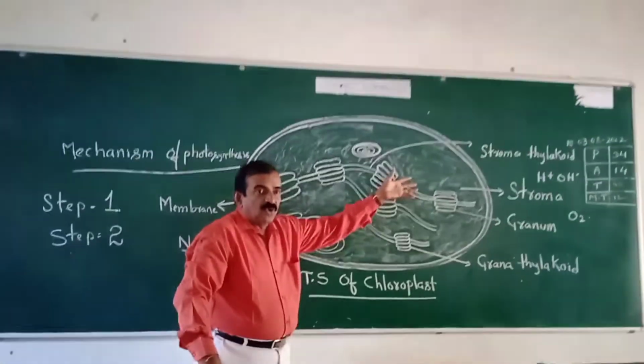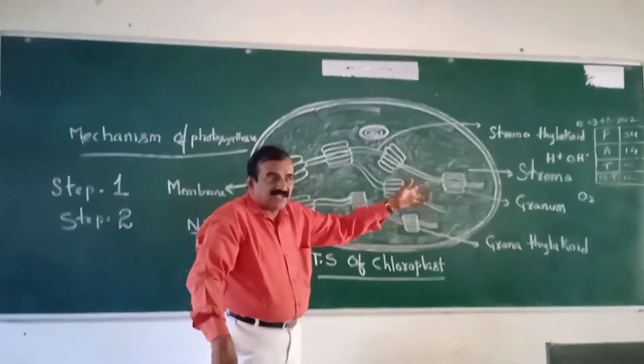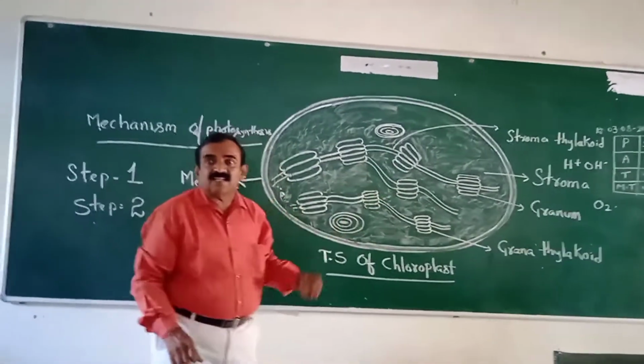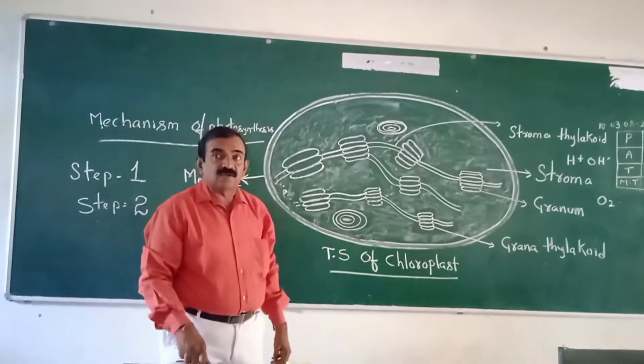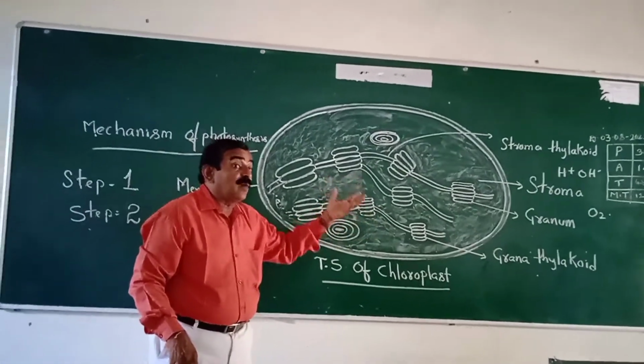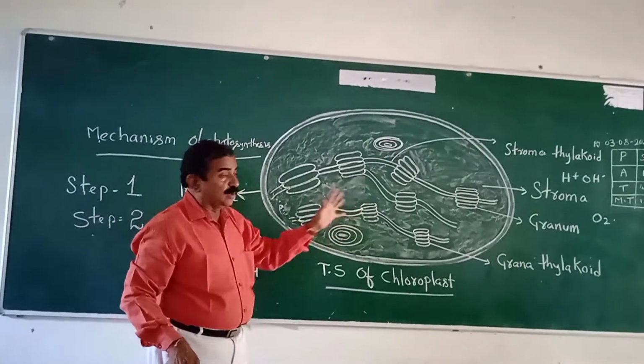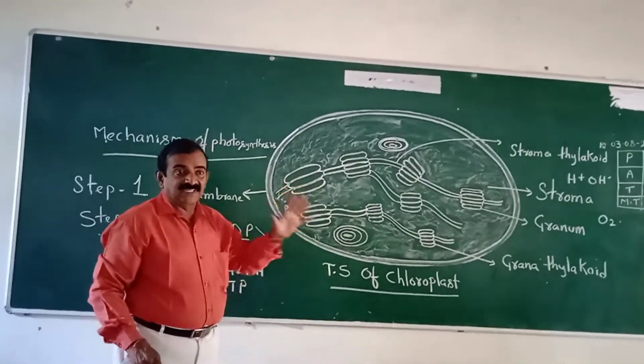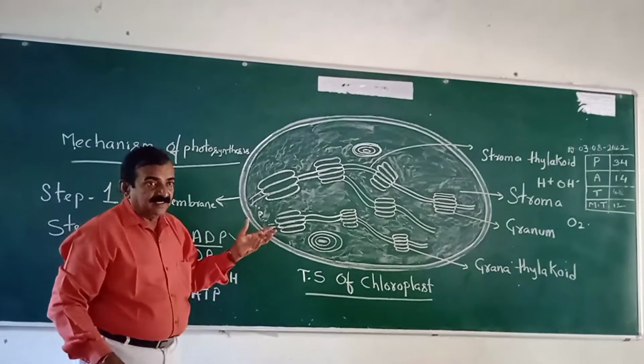In step 2, what is released? Oxygen, hydrogen, and OH minus are released by means of splitting of water molecules. Those reactions are called the Robert Hill reaction. Robert Hill discovered it. That is the reason these reactions are called the Robert Hill reaction. So I told you 2 steps that take place in light reaction.